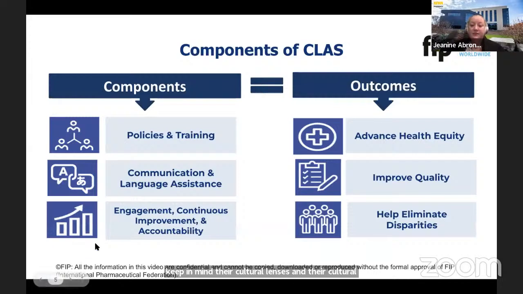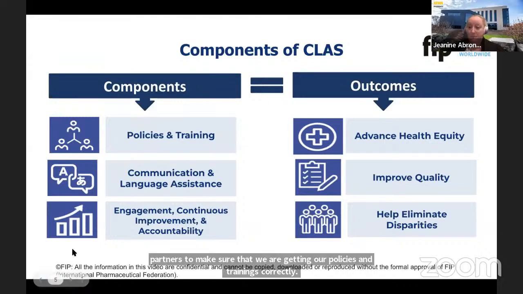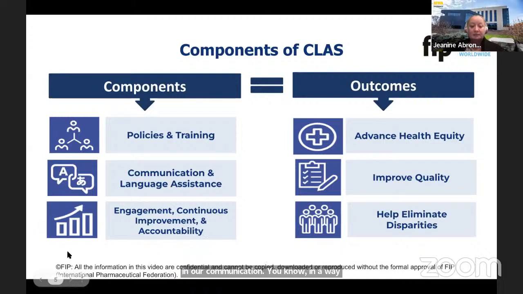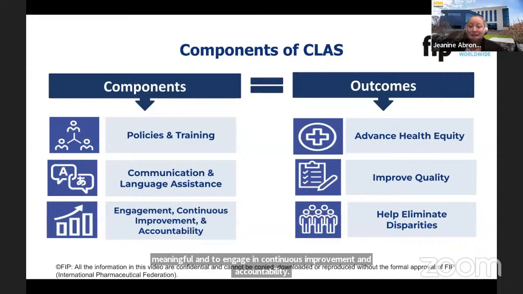So as we have developed services and thought about trainings, the group met before this to pre-plan and put things together. And as we thought about those components, this has to be something that you incorporate from the start of the design of your programs. And as you modify different components throughout programmatic design, that entrepreneurial mindset of having numerous iterations and trying to work together as partners makes sure that we are getting our policies and trainings correct, and that we're getting our language assistance and our communication in a way that is meaningful, and engaging in continuous improvement and accountability. So I am going to ask Deb again.